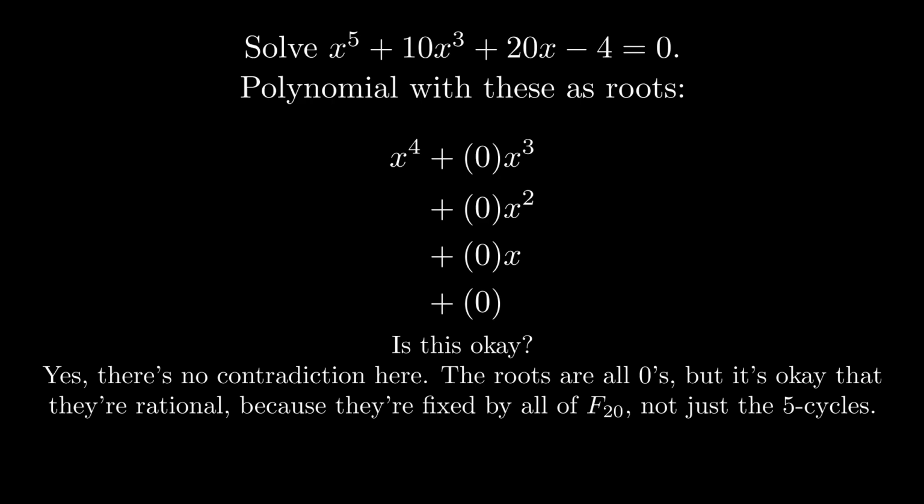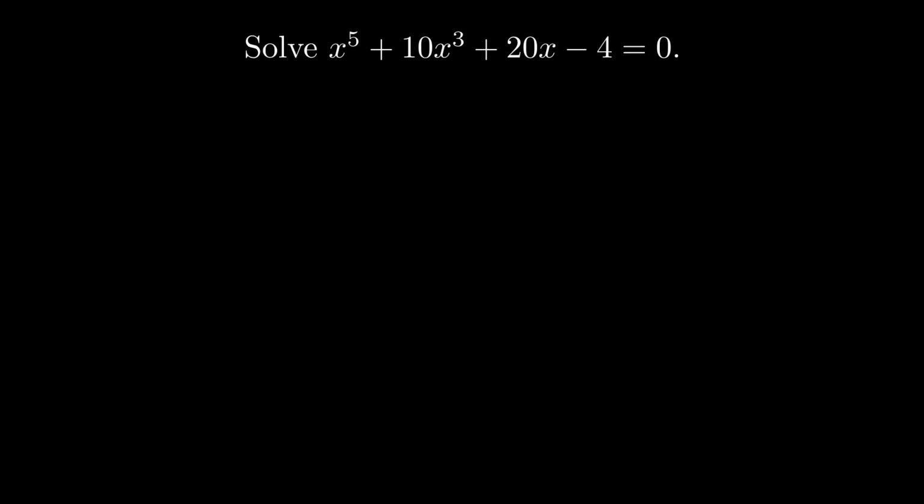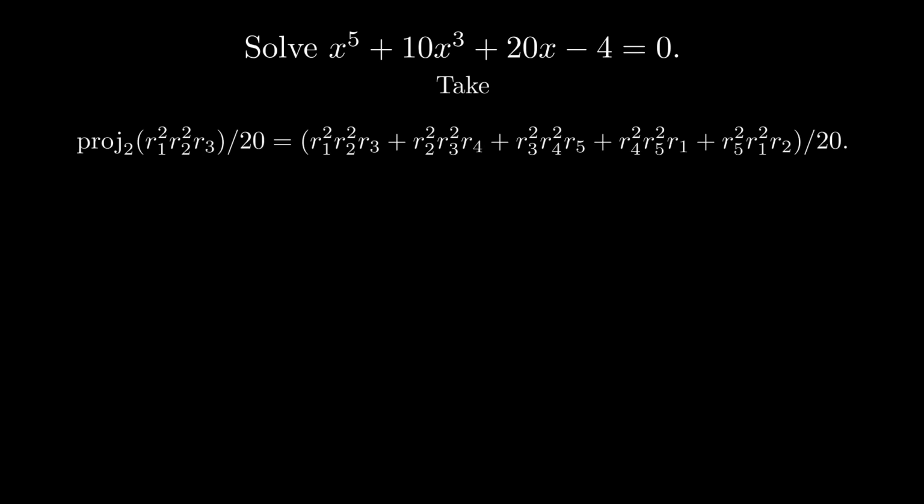If it had had other roots besides 0, that would be a problem, because then there would be a supposed Galois element that doesn't fix a rational number. But we just hit a weird edge case where there's not actually a math contradiction, but it's not what we wanted. So let's move on and choose another monomial to project. The monomial we choose that ends up working is R1 squared, R2 squared, R3. And then we divide by 20 because it'll end up making the end polynomial come out nicer, but we gotta remember that that's what we're doing.